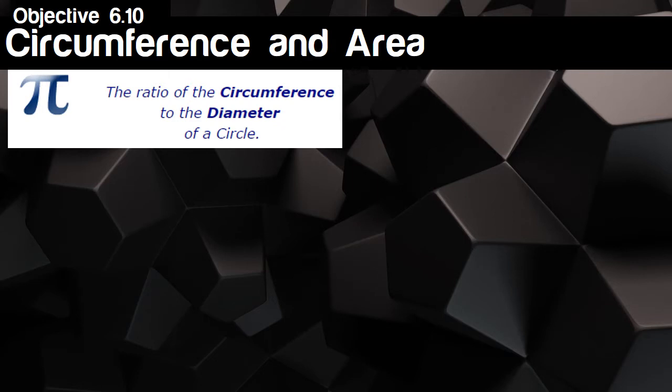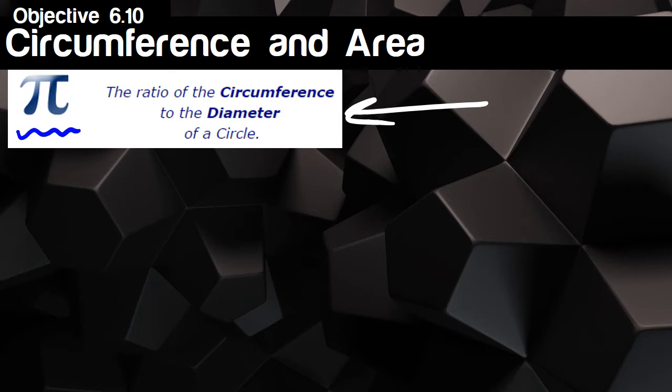In this edition of Mr. Peterson Presents, we're going to be talking about circles. We're going to talk about finding the circumference and the area of circles. Just as a review, we need to talk about what this symbol is.